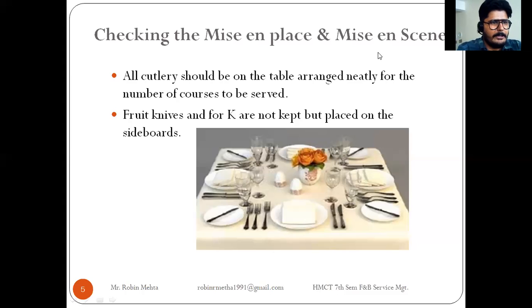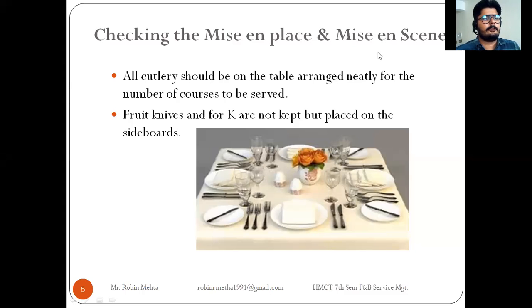All cutlery should be on the table, arranged neatly for the number of courses to be served. Whatever we are serving to the guest, we all know about that, and whatever the guest orders one by one, we know about that. So we arrange the table of the guest according to that. If there is an a la carte menu, we put only napkins or a side plate or side knife over there, because we don't know about the menu. Whatever the guest orders, we just serve the same to the guest.